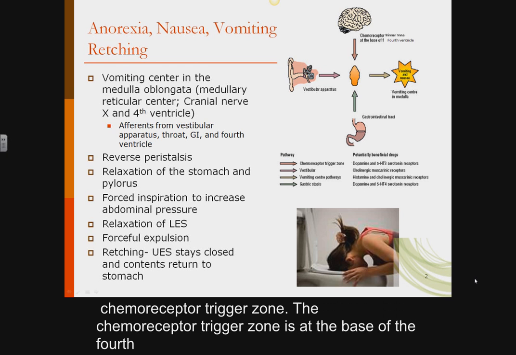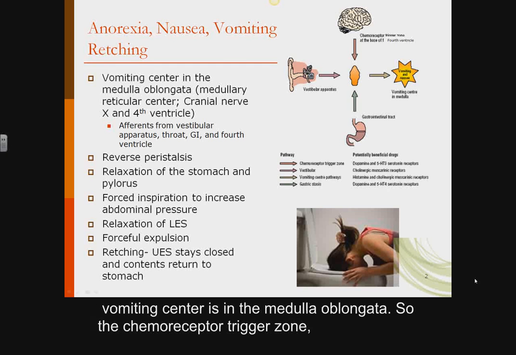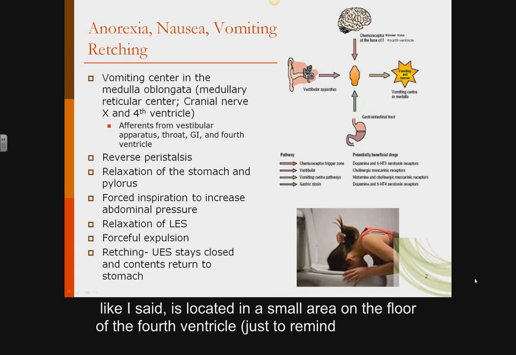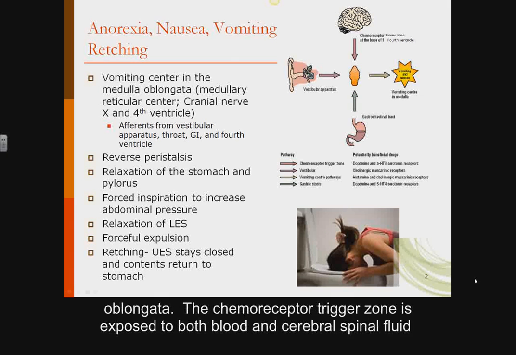The chemoreceptor trigger zone is at the base of the 4th ventricle, and I show that here on a picture that's modified from your textbook. The vomiting center is in the medulla oblongata. So the chemoreceptor trigger zone, like I said, is located in a small area on the floor of the 4th ventricle. Just to remind you of your anatomy, the 4th ventricle is bounded by the pons and the medulla oblongata. The chemoreceptor trigger zone is exposed to both blood and cerebrospinal fluid.